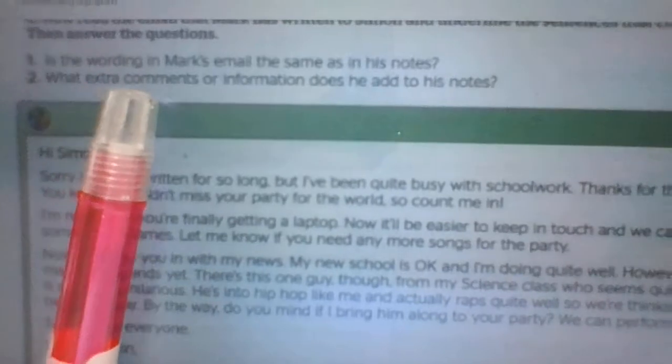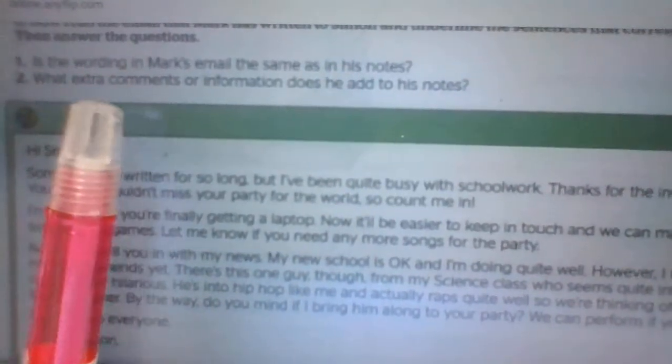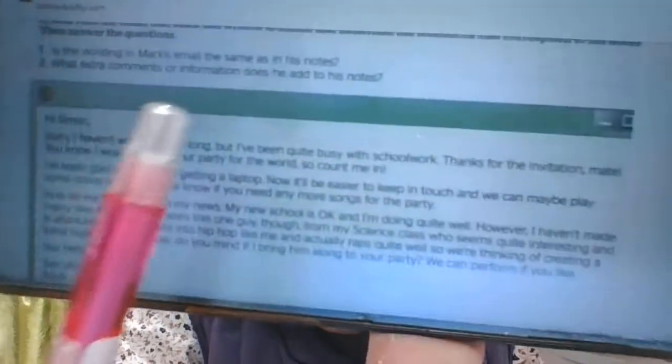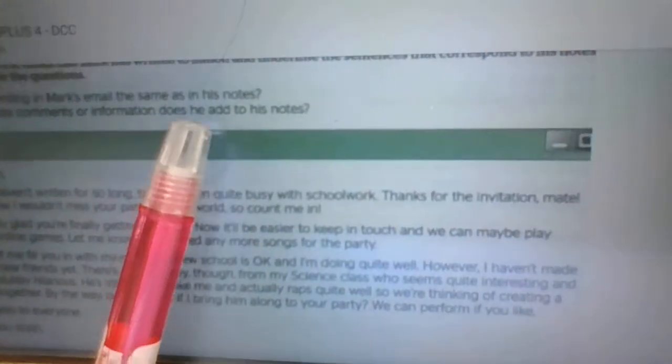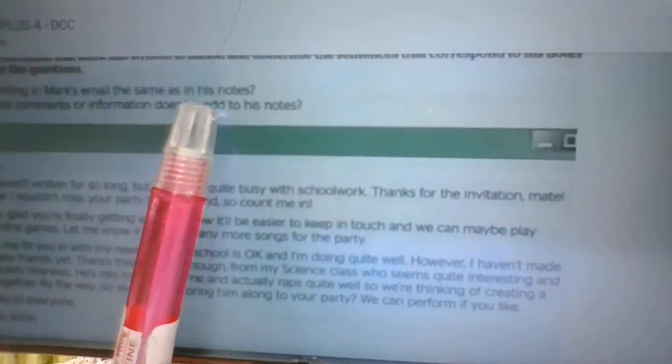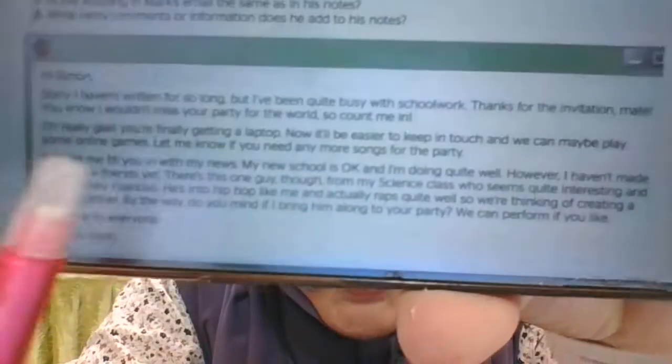Okay, and then number 2. What extra comments or information does he add to his notes? So you need to identify, answer this question. What extra comments? Apakah komen yang lebih daripada the notes just now? Does he add? Yang dia tambah to his note, dalam nota dia, in this note. So you need to identify that and answer this question.